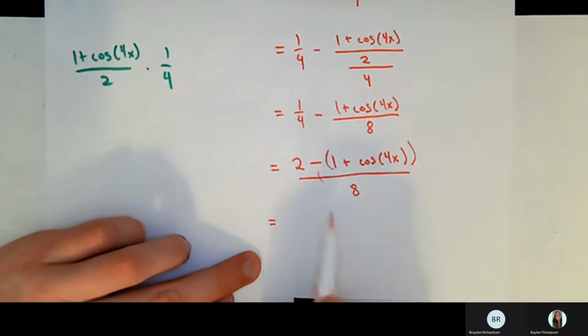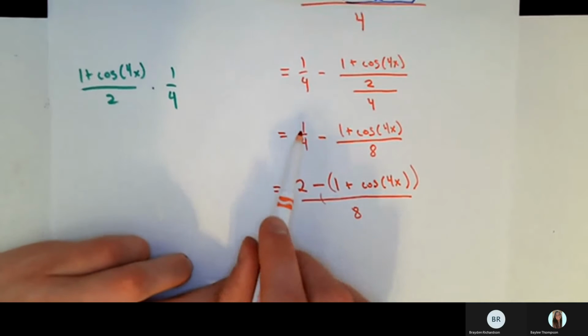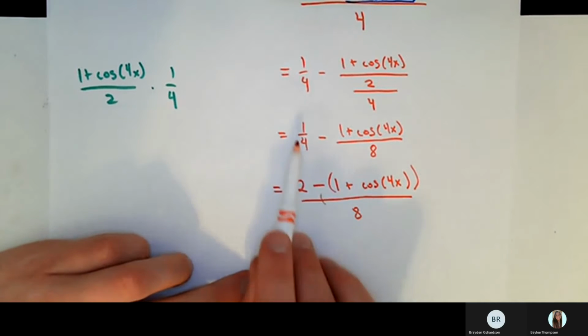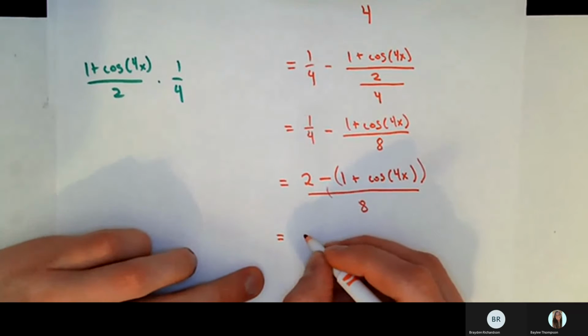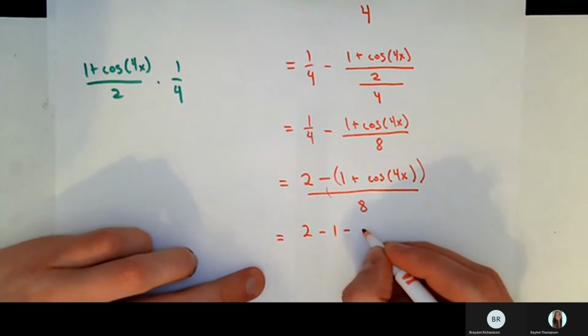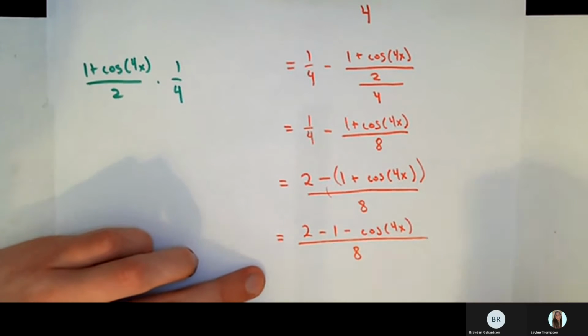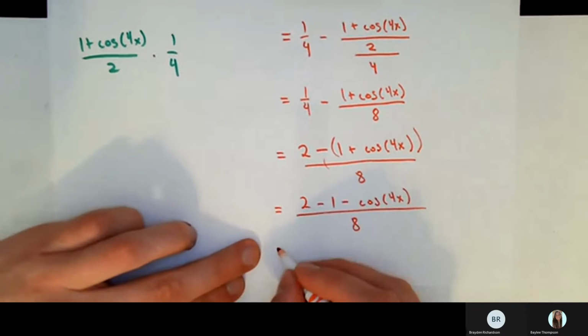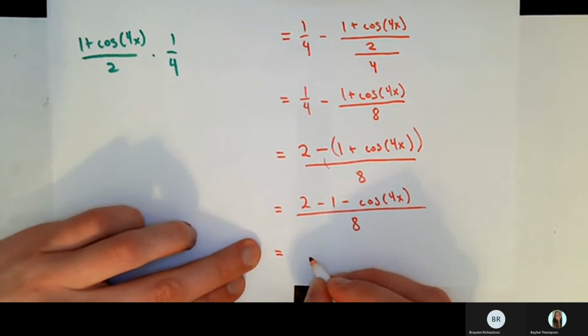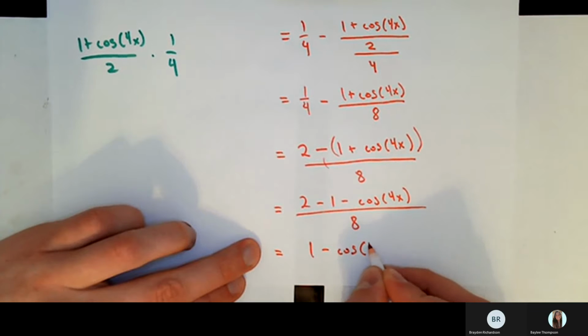So I end up with, and by the way, the 2 came from making 1/4 have a common denominator, right? 2/8. So I end up with 2 minus 1 minus cosine of 4x all over 8. Finally, I have 2 minus 1 is 1. 1 minus cosine of 4x all over 8.